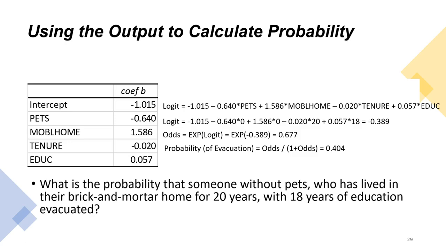Since this model is coded with evacuation being 1, this means that the probability of evacuating was less than 0.5. So we could classify this individual as one who would not evacuate. The probability that they did not evacuate would be 1 minus 0.404. And so when we're looking at this type of problem, we want to make sure to pay attention to how the model is designed and what questions we're asking.